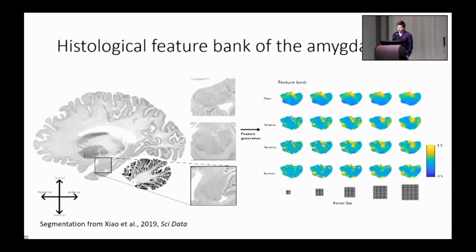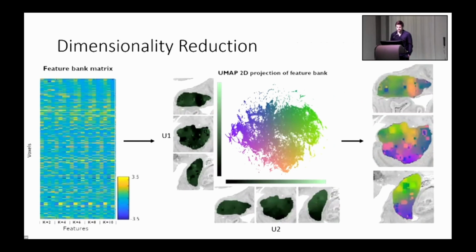Then the statistical moments were computed at 5 different kernel sizes, where voxel neighborhoods range from 500 to 2,100 microns. And this resulted in 20 distinct feature maps capturing variations in intensity distributions within the amygdala at finer and coarser scales. So to capture and visualize the underlying structure of this feature bank, we submitted it to UMAP, a nonlinear dimensionality reduction technique.